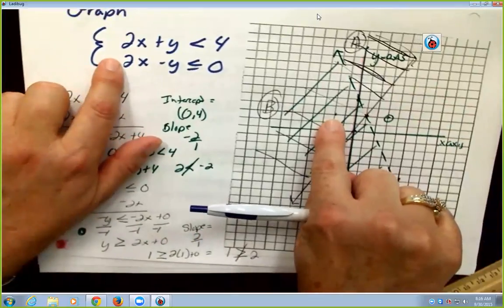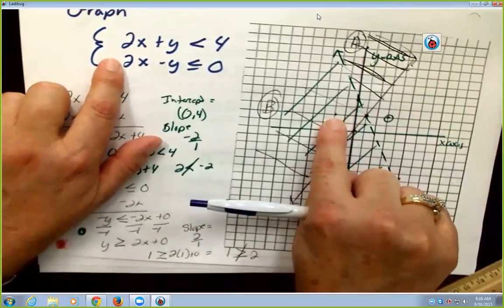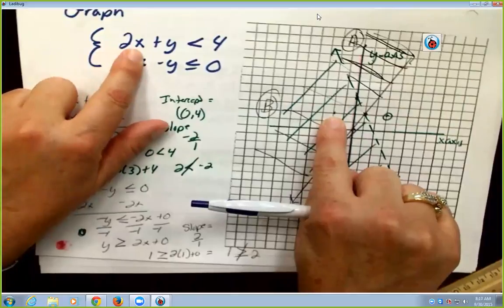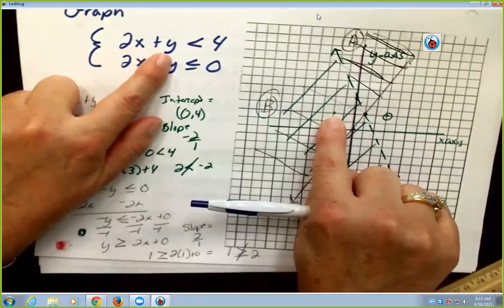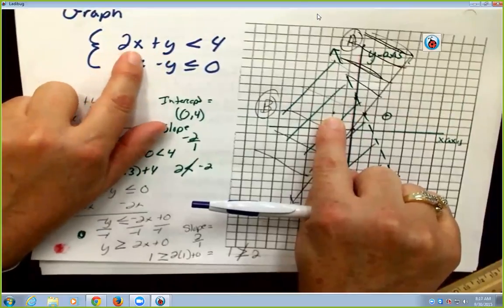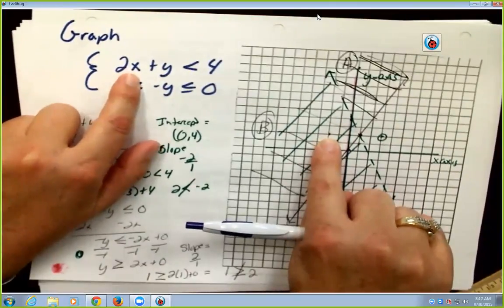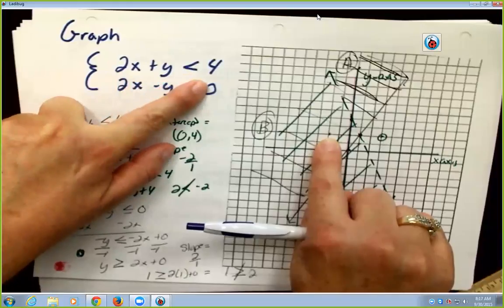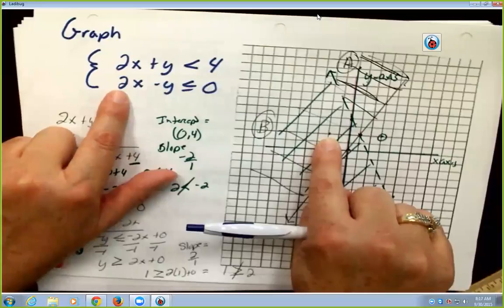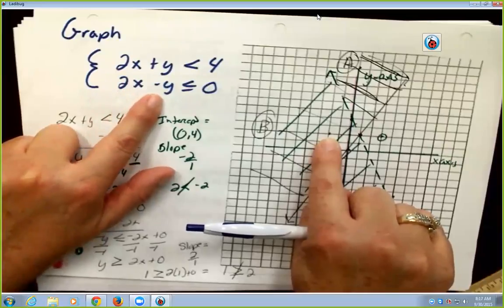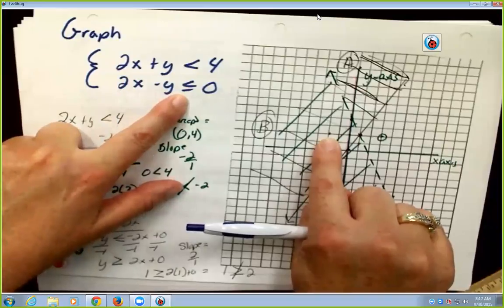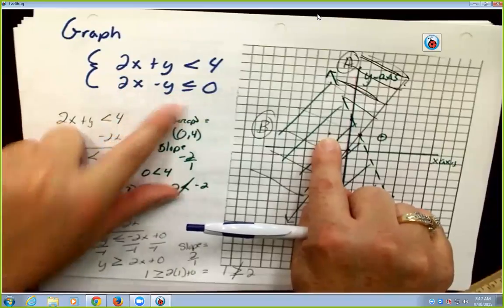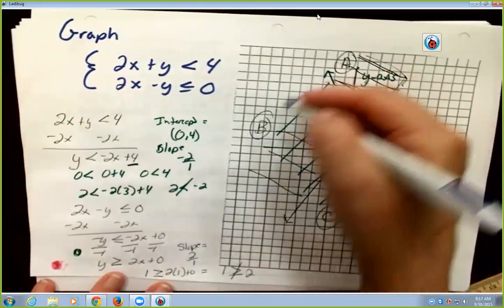So if I picked (-2, 0), I would put a -2 in for x and 0 in for y and see if it works. So -2 times 2 is -4, plus 0 is -4, and sure enough, -4 is less than 4. We all agree? If I plug it in the second one, -2 times 2 is -4, minus 0 is still -4, which is less than or equal to 0. So I'm still good. So I know this is where my answer would be.